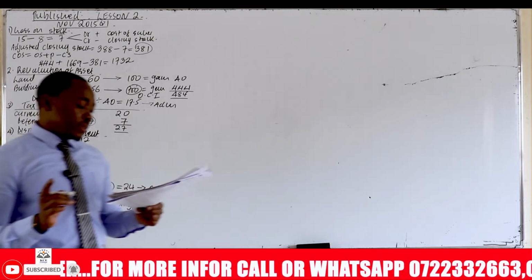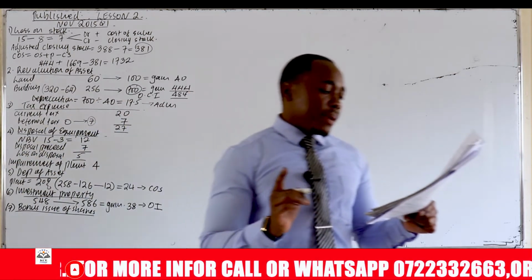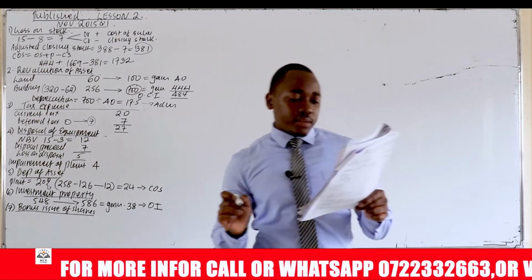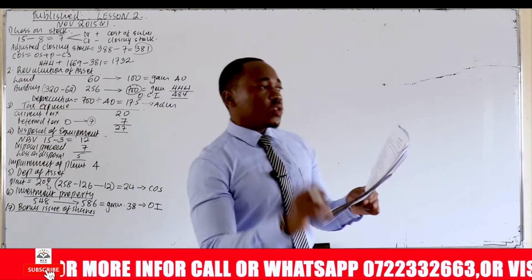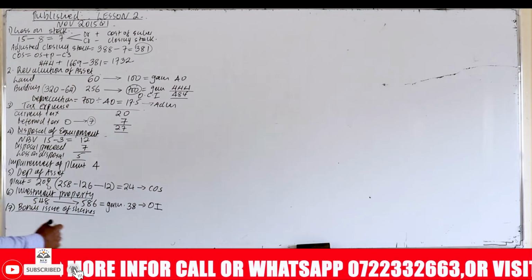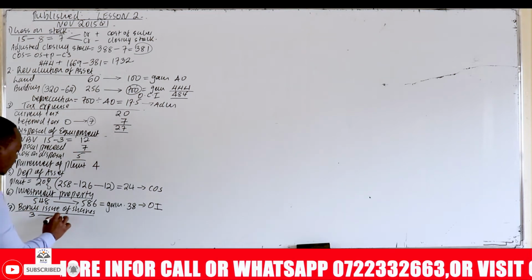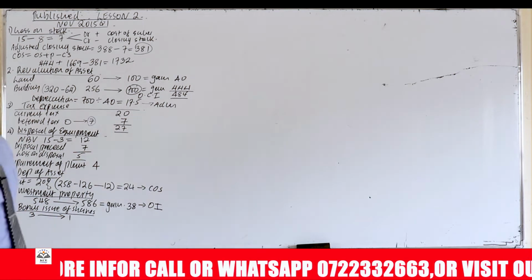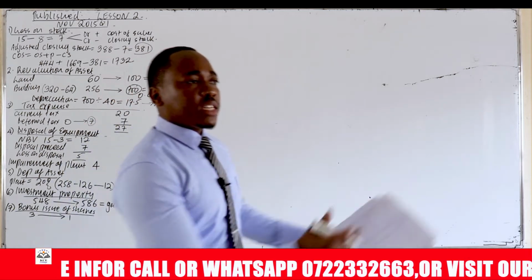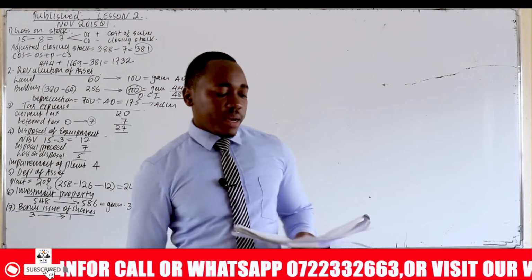And you are told that during the year, the company made a 1-for-3 bonus issue. 1-for-3. What does it mean? That for every 3 shares, you get 1 bonus share. That means you don't pay for that share, you get it for free. Now let's go to the trial balance.